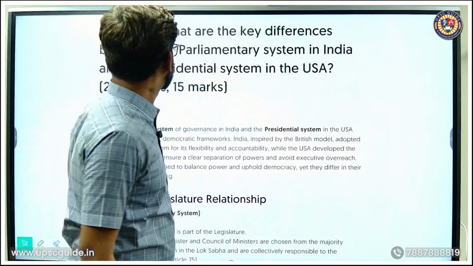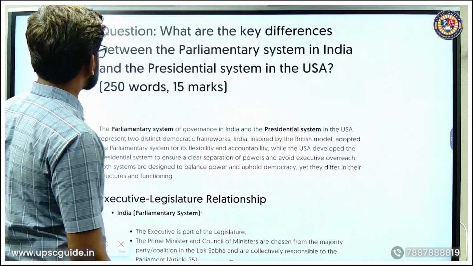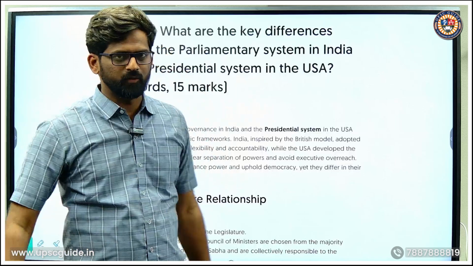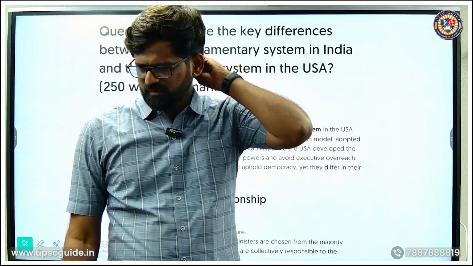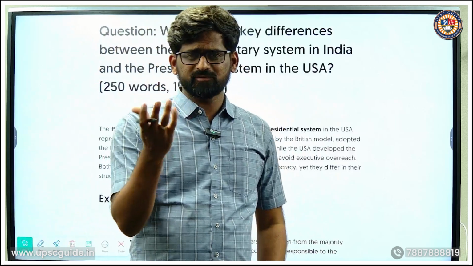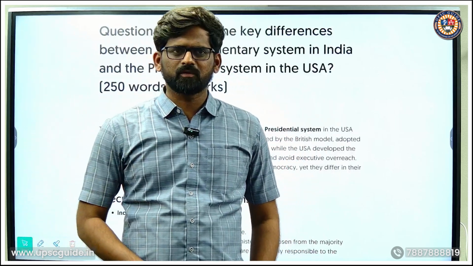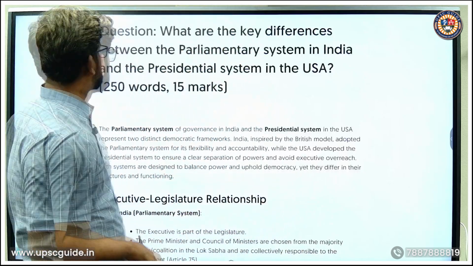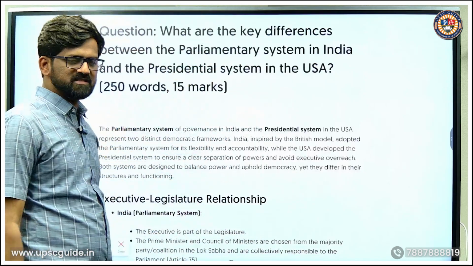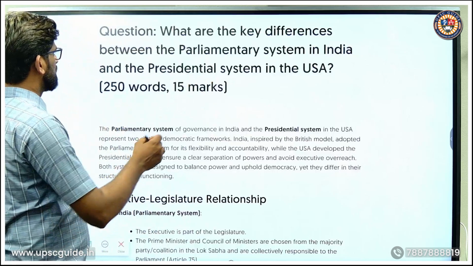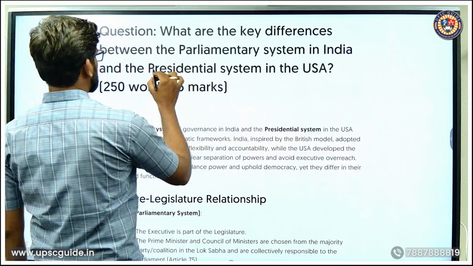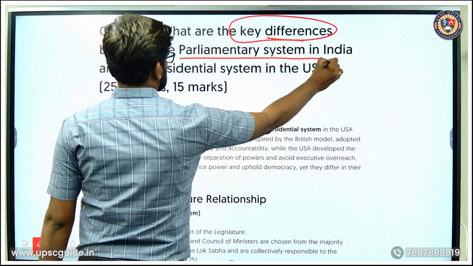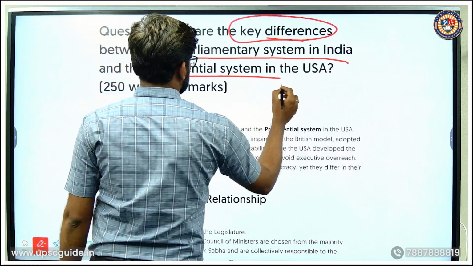The question is, what are the key differences between the parliamentary system in India and the presidential system in the USA? Simple question, straightforward. It comes from the syllabus point directly, that is the comparison of the constitutional scheme of India with other countries. Here they are asking us to compare the political systems, that is the parliamentary system and presidential system in India and USA. Very straightforward question. The keywords are key differences, parliamentary system, and presidential system in USA.